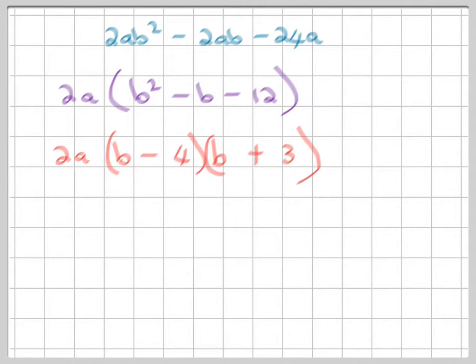Okay, so that is how we factorized that. We kept our 2a on the outside. And that is how it became very simple. So we can look for common factors as well.